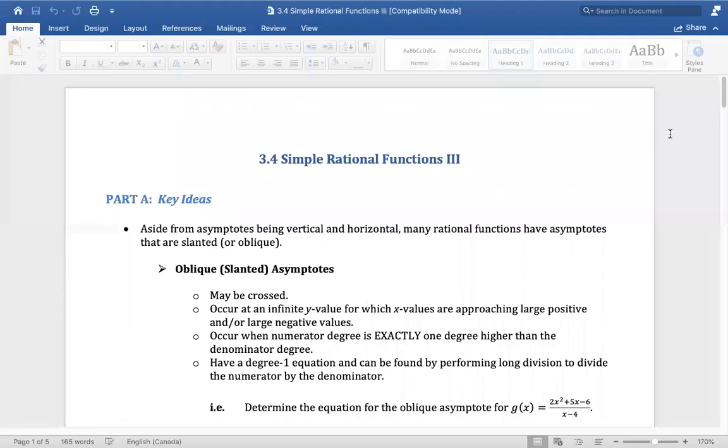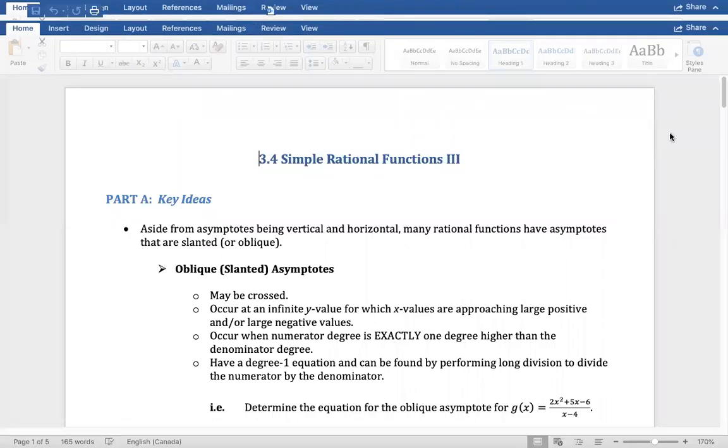Okay, our last 3.4 section of simple rational functions, part 3, and this is a long one, so I'm going to break it up into 2 videos as well. So it's never ending, but we are nearing the end. We've looked at vertical and horizontal asymptotes, but many rational functions have asymptotes that can be slanted, or what we call oblique asymptotes.